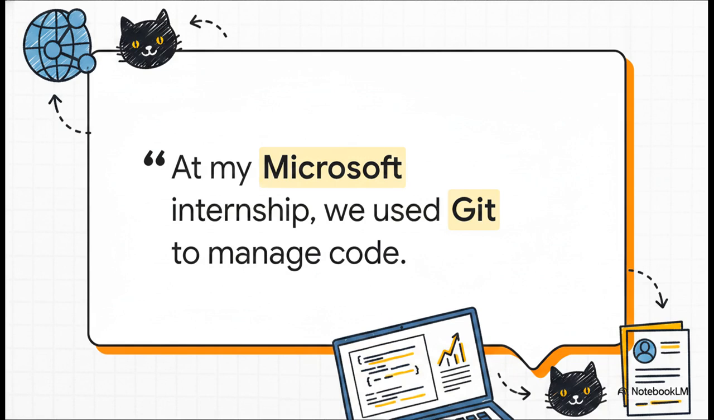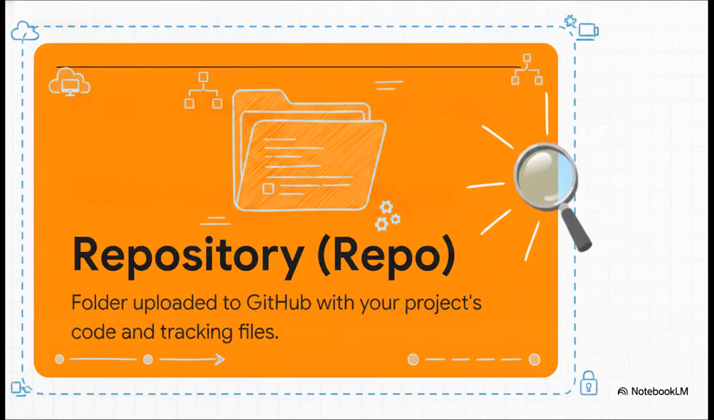And as you dive in, you're going to hear the word repository, or repo, thrown around constantly. What is it? Basically, it's just the main folder holding all your project's hard work. It's got your proper code files, plus the hidden tracking files that Git uses to log your history. It is literally the digital box where your project lives on GitHub.